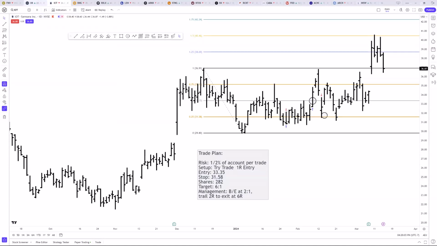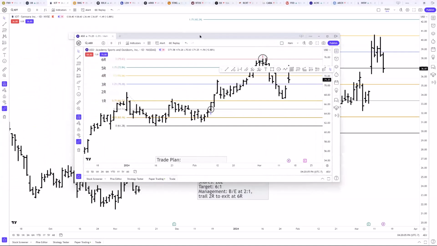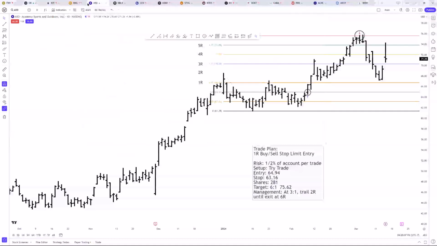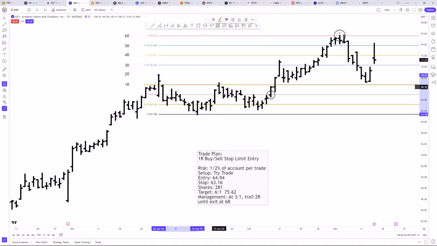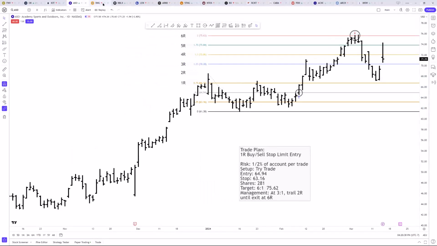Next is ASO. Somehow, there we go. ASO, did I make a clear plan? Yes. Did I follow that plan? And you can look at the bottom of these posts and you'll see I updated every time I move stops. And we get out at exit. So this was a 6R trade.